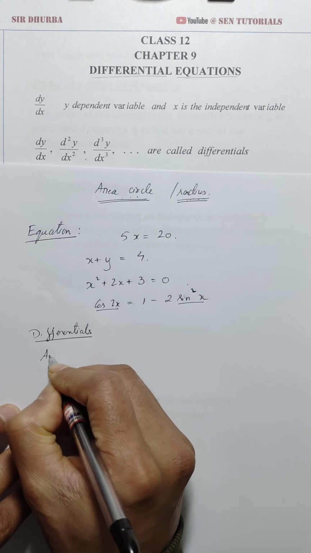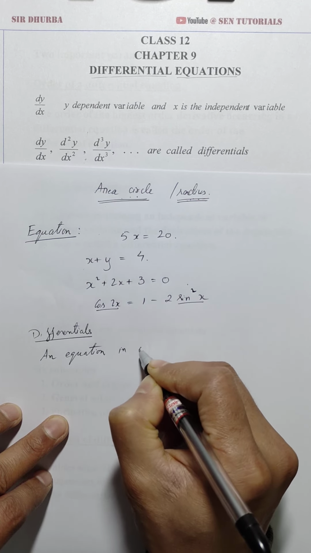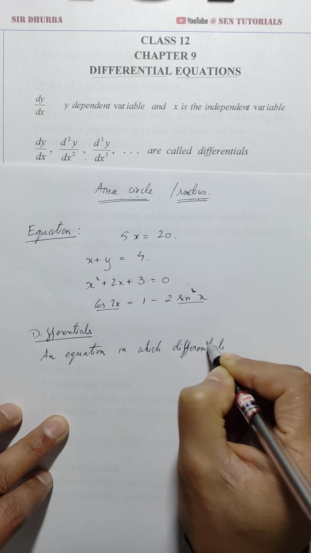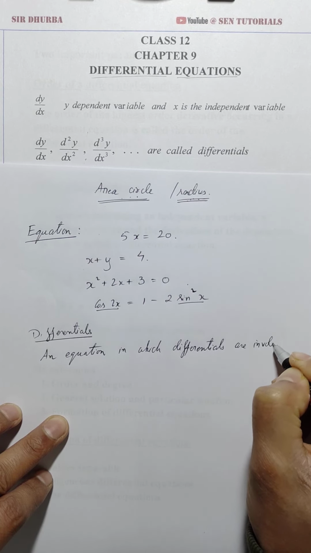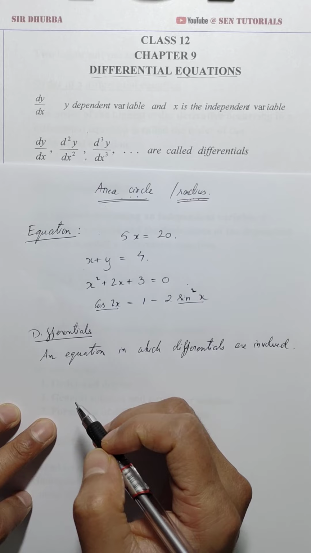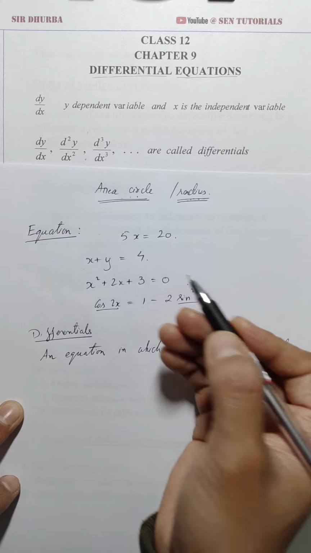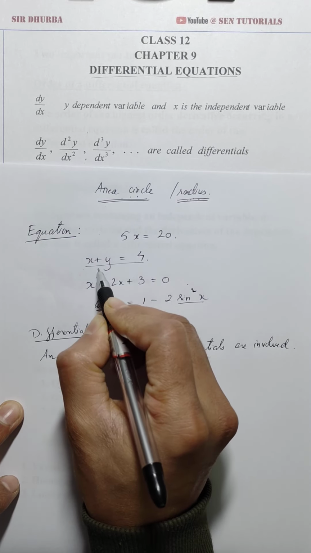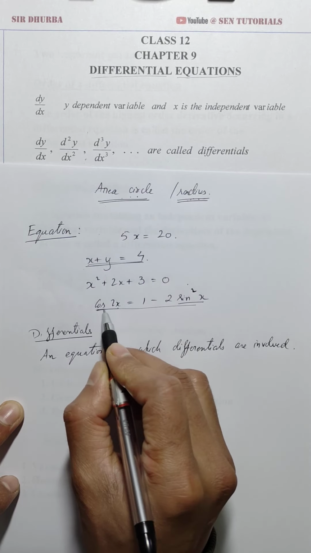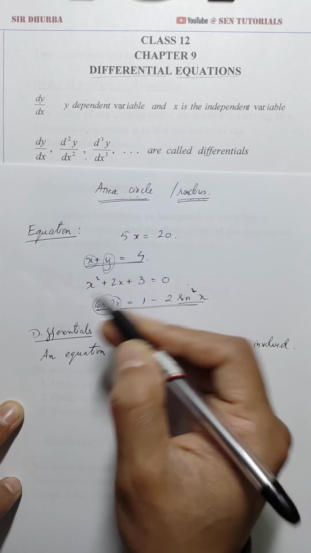So in simple words, we can say that an equation in which differentials are involved is known as a differential equation. Just for example, this is a normal equation, this is an algebraic or polynomial equation, this is like a trigonometric equation. So these variables will be replaced by differentials.